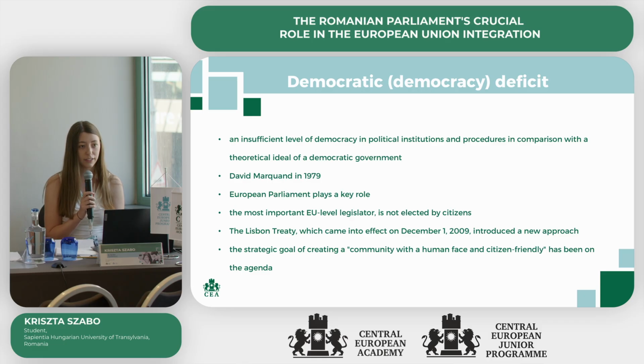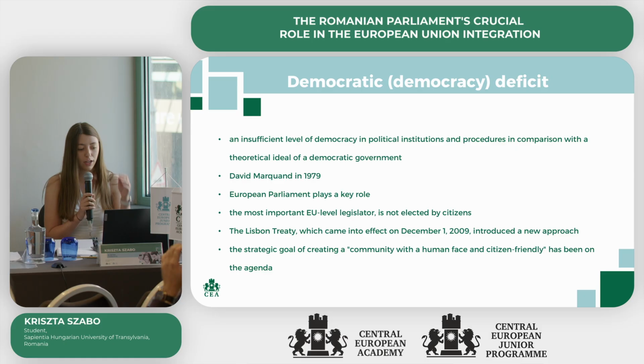The European Parliament plays a key role in this case, as it is the only EU institution whose representatives are directly elected. And the problem is that its role is secondary despite being on the same level as the Council. It is also noteworthy that the Council, as the most important EU legislator, is not elected by the citizens and is very distant from them. The Lisbon Treaty introduced a new approach trying to restore citizens' trust in democratic decision-making in the EU. The strategic goal of creating a community with a human face and citizen-friendly has been on the agenda since 1969.